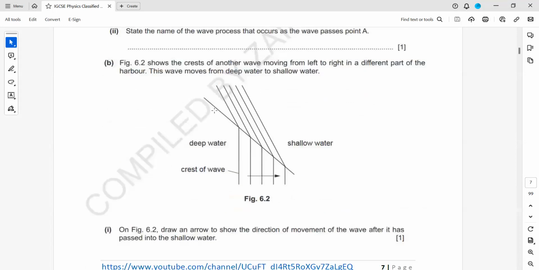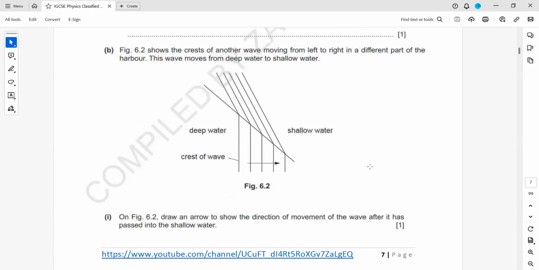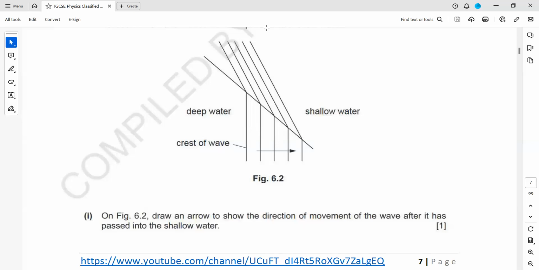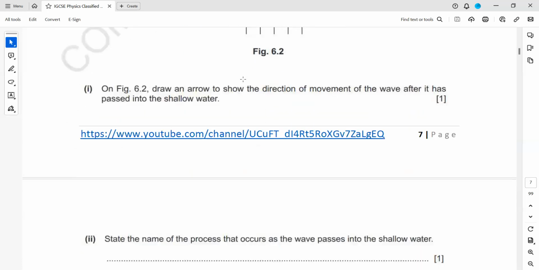The next one: figure 6.2 shows the crest of another wave moving from left to right in a different part. This wave moved from deep to shallow. On the figure, draw an arrow to show the direction of movement of the wave after it has passed into the shallow. As I mentioned, the direction of the wave and the wavefront should always be 90 degrees, or perpendicular. So take any of the wavefronts and draw 90 degrees to that wavefront. That will be the direction in which the wave travels. You can draw the arrow here, that's fine, or where it meets, that's also fine. But it should be 90 degrees to the wavefronts.